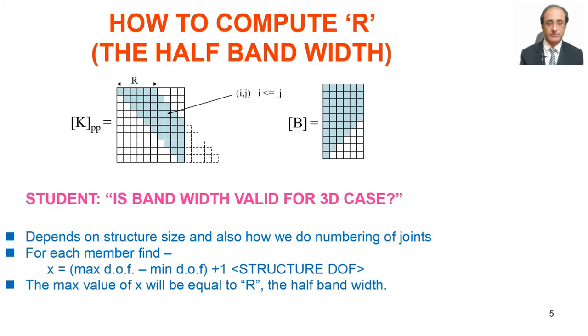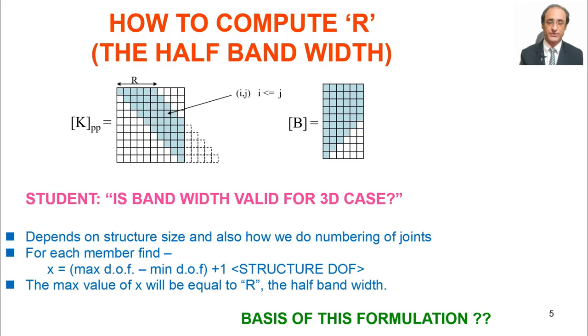What is the basis of the formula? The basis is that members connect the degrees of freedom. Only those degrees of freedom which have a member in between will have some relationship in terms of Kij values. All others will be 0, right? So the program has to execute these steps. First of all, for each member, because it has the member degrees of freedom and the structure degrees of freedom, it has to find the maximum degree of freedom minus the minimum degree of freedom, plus 1.